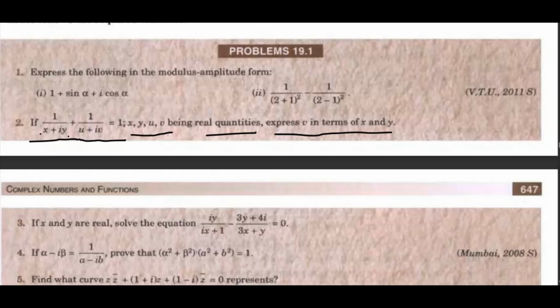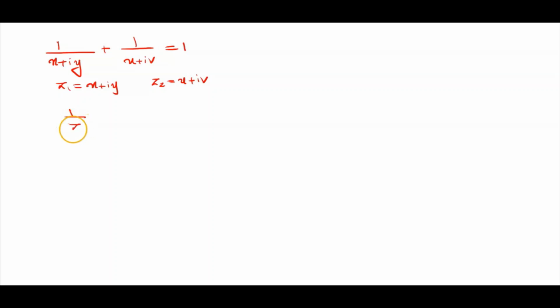So let's start solving. We have 1 by x plus iy plus 1 by u plus iv equal to 1. x, y, u, v are real quantities. So for simplicity, let's take z1 is equal to x plus iy and z2 is equal to u plus iv. So this is 1 by z1 plus 1 by z2 equal to 1. So we want to find what is v in terms of x and y.